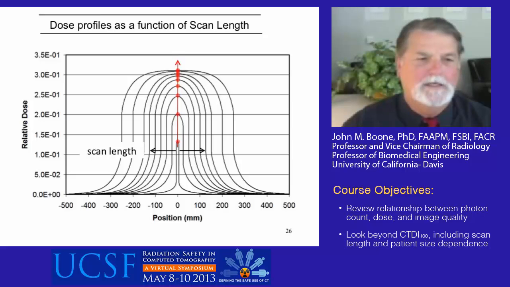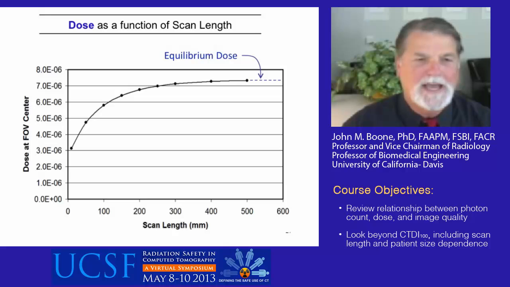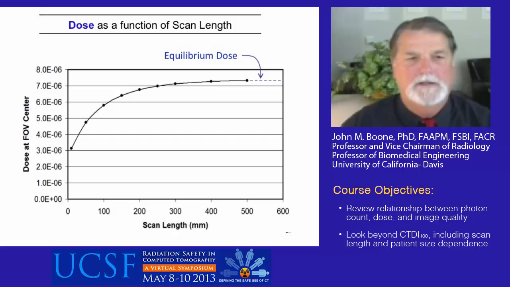So if we look at dose as a function of scan length in this slide, we can see that the dose at the center of the scan increases and at some point reaches an asymptotic value of what's called the equilibrium dose. So this is dose at the center of the field of view as a function of scan length, and you can see as the scan length reaches 500 or so millimeters that the equilibrium dose is essentially met. The line becomes flat or asymptotic.